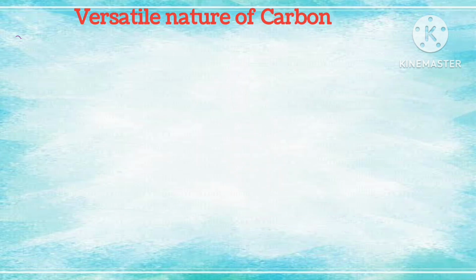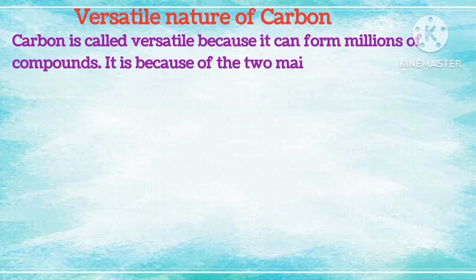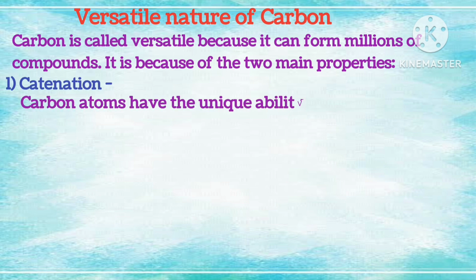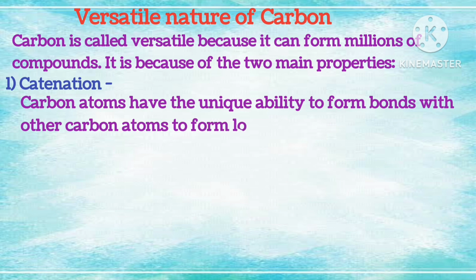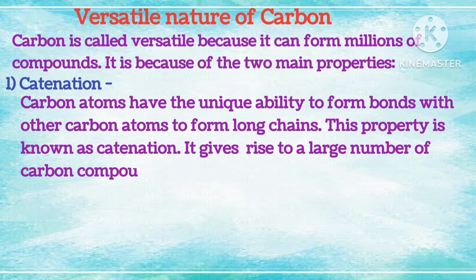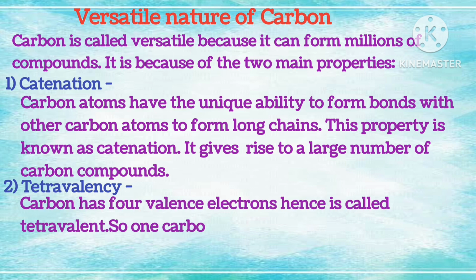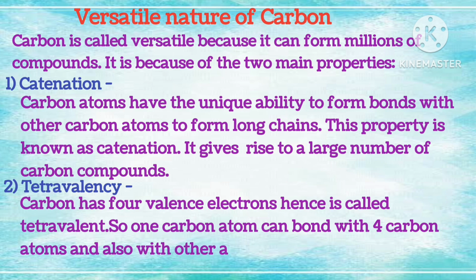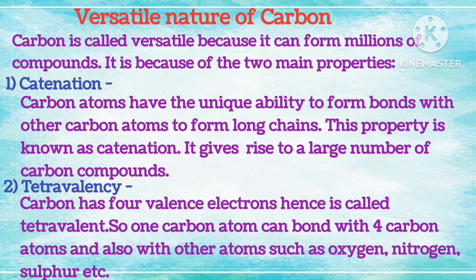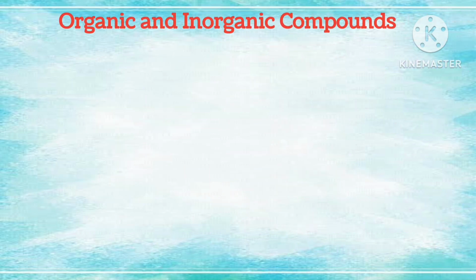Versatile nature of carbon. Carbon is called versatile because it can form millions of compounds. It is because of two main properties. First is catenation. Carbon atoms have a unique ability to form bonds with other carbon atoms to form long chains. This property is known as catenation and it gives rise to a large number of carbon compounds. Second is tetravalency. Since carbon has 4 valence electrons, it is called tetravalent, and one carbon atom can bond with 4 other carbon atoms or with oxygen, nitrogen, etc.